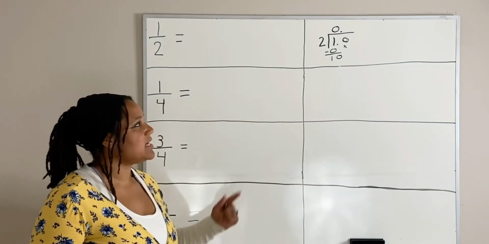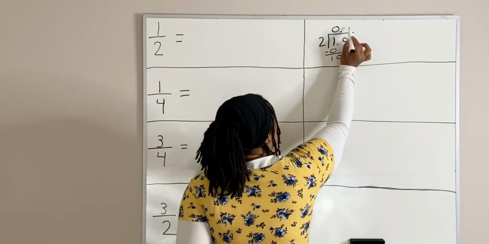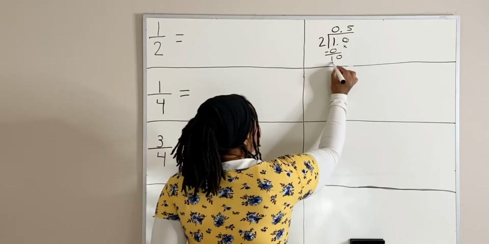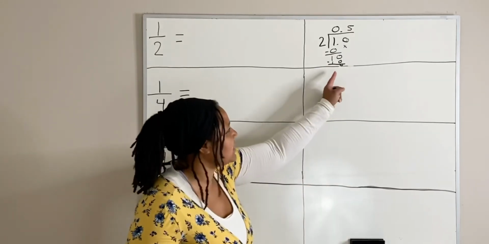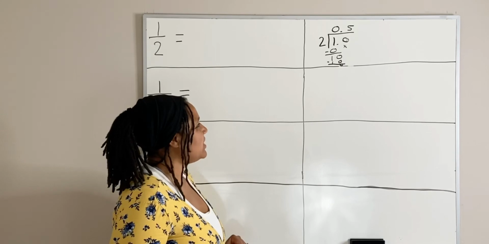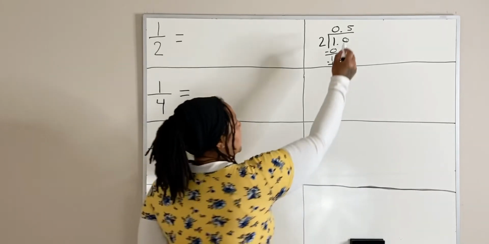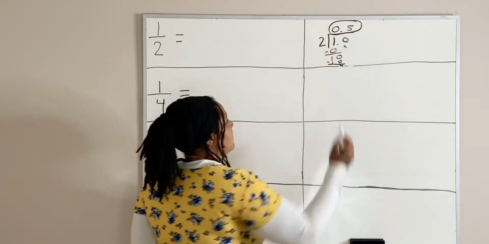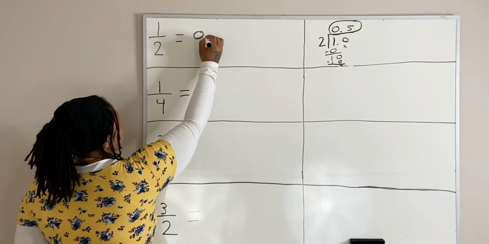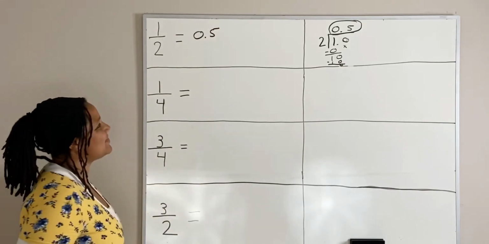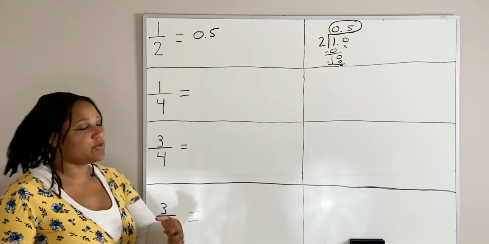Okay, so now we say how many times does 2 go into 10? 2 goes into 10 5 times. So I'm going to put my 5 here, and we say 2 times 5 is 10. Now, once you get to a point where you don't have a remainder, you can just take what you have up here, and that will be your decimal. So 1/2 is equal to 0.5.